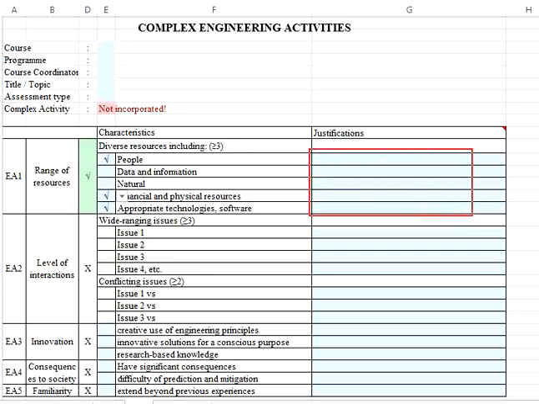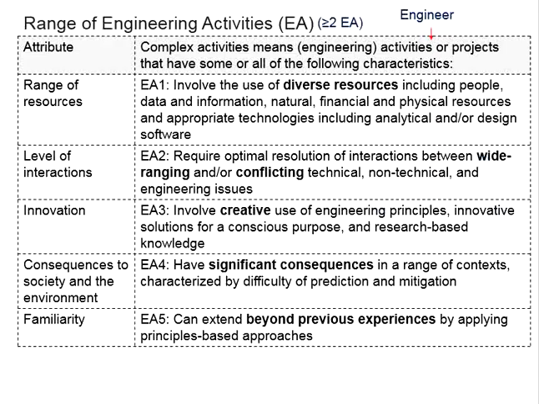Now you have to provide relevant justifications. You have the people, you have the financial and physical resources. You also involve some technology and software. This makes you a good range of resources. You can have all of these items. This makes the engineering activities more interesting but more complex.